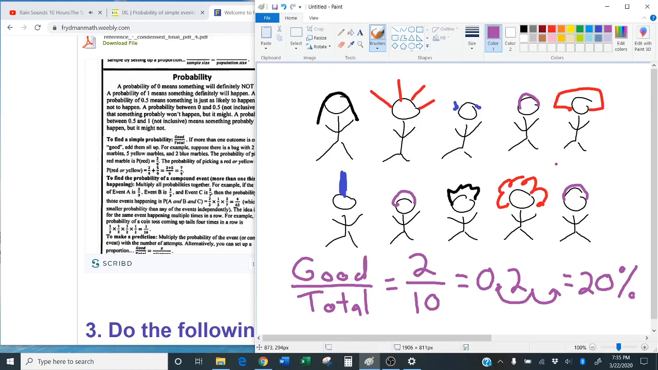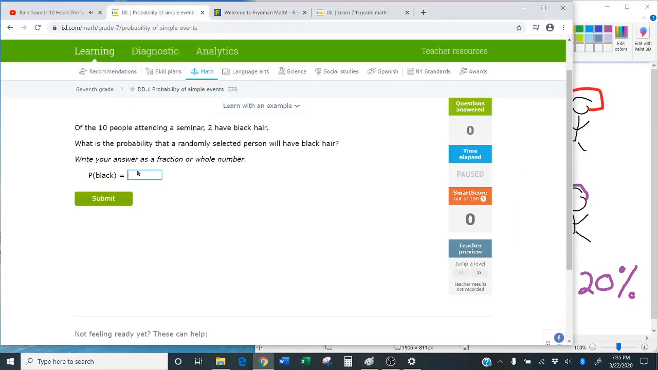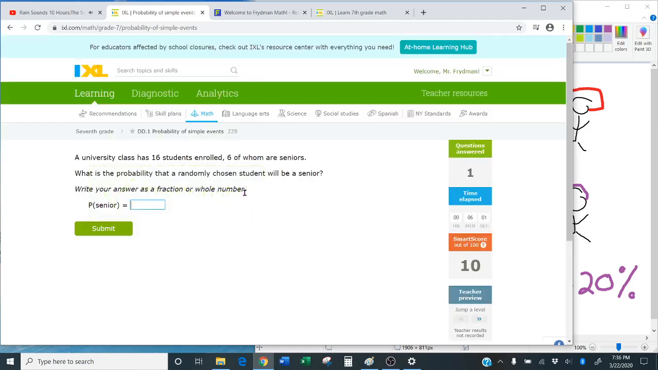If I close my eyes and I just randomly pick one of these people, I'm probably not going to get somebody with black hair because there aren't many people with black hair, but I might. I might pick somebody with black hair. Okay, so that's what the probability means. And let's just put it in here. 2 over 10, submit. Okay, we got it.